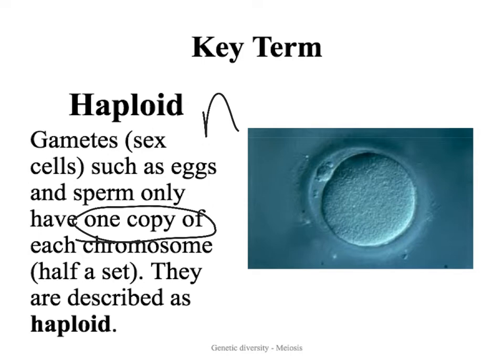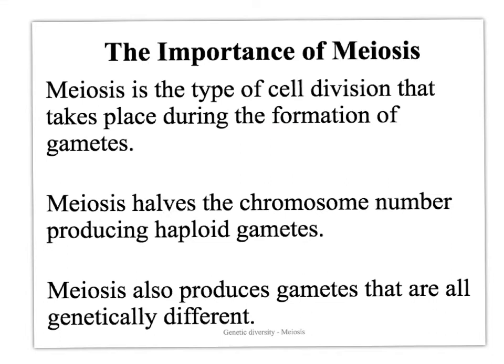That's haploid. So it's important to know that the gametes, the sex cells, that's the sperm and the ova in mammals. In plants, that would be the pollen, the male gamete, and the ova, the eggs, the female gamete. So they are haploid. One copy of each chromosome. So meiosis is what produces your gametes, your haploid gametes. Halves the chromosome number. And it's really important as well because all the gametes are genetically different.